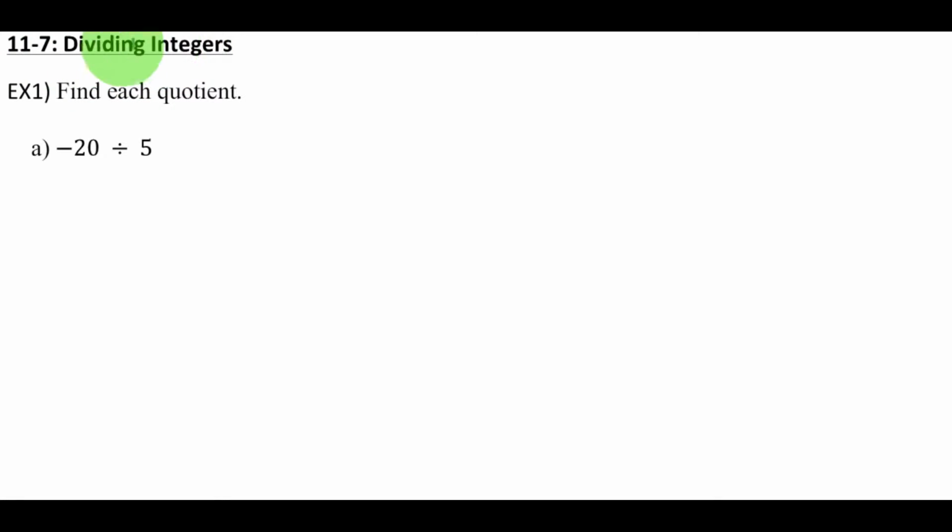Today we're going to be dividing integers. And in this first example, we're asked to find each quotient. So a quotient is all it is, the answer to a division problem. Let's take a step back for a second and think about when we multiplied with integers. Well, we found some cool tricks and facts. And these facts hold true for dividing integers as well.